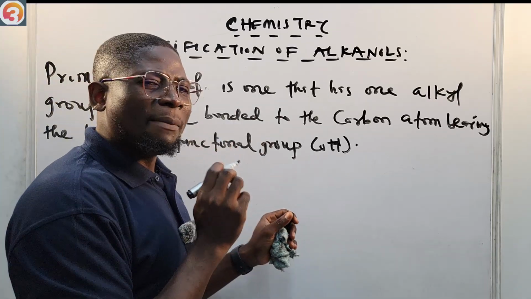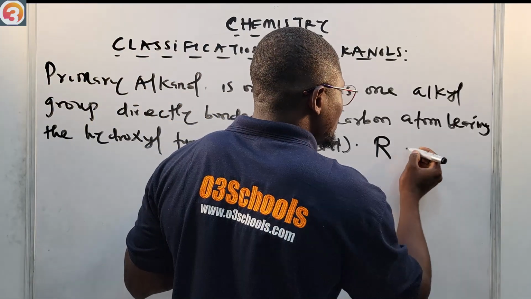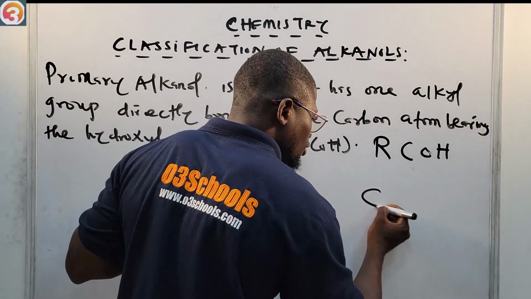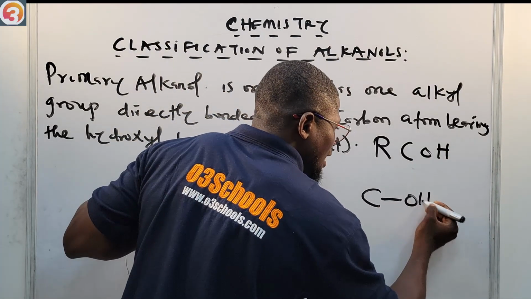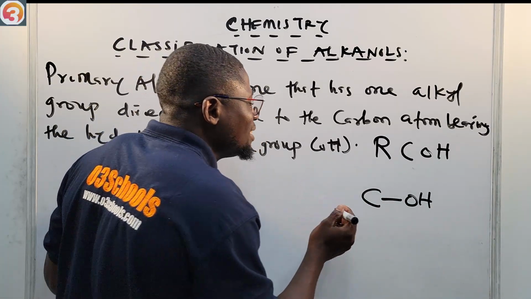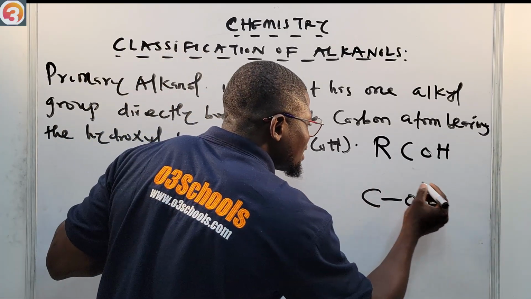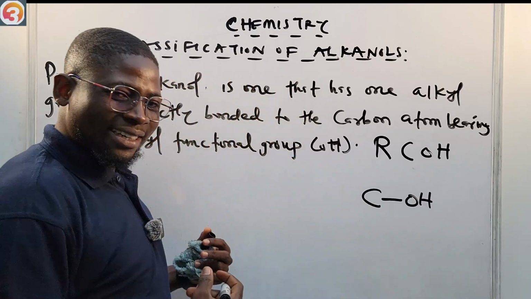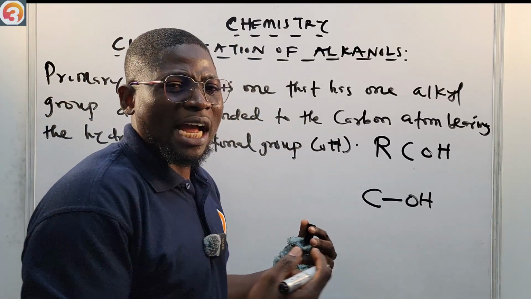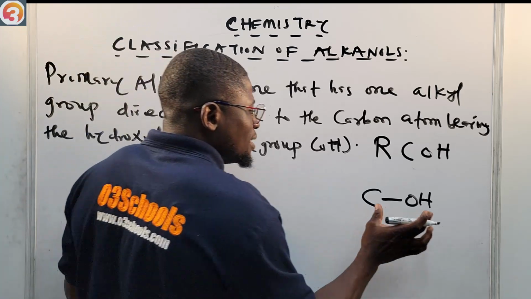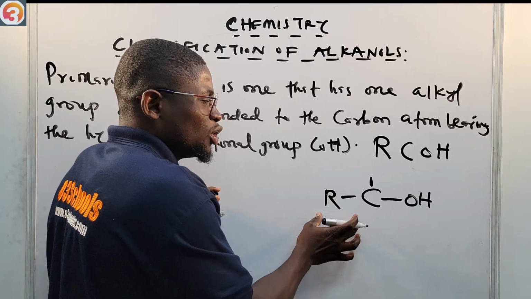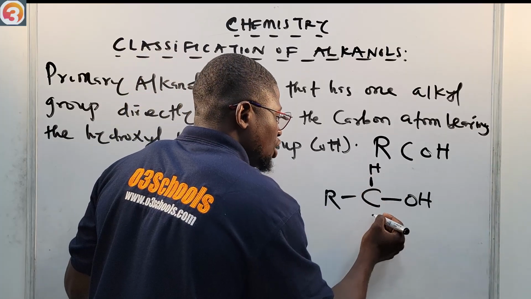So primary alkanols will be denoted like this: RCH2OH. That means there's a carbon atom, then there's an OH group bonded to that carbon atom. The carbon atom under consideration is the one bearing the OH group. So now we have C, then H2, and of course R, because we have an alkyl group here, then OH.